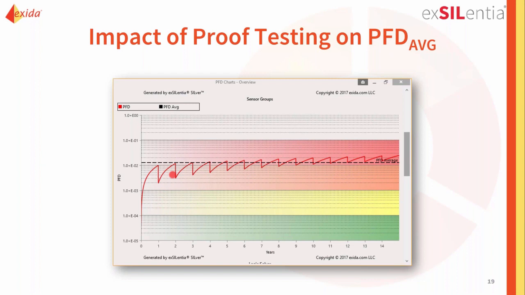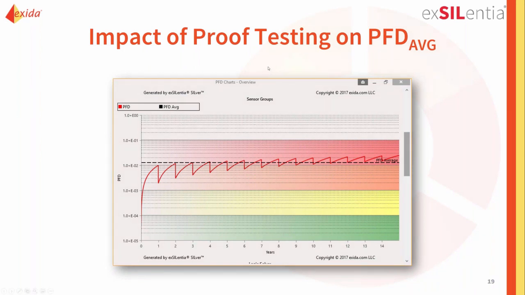In functional safety, the probability of failure in low demand applications could behave like this sawtooth. So instead of looking at the maximum or the minimum, well, this would be the maximum, this would be the minimum, we're looking at the average. And obviously the average is then this dotted line, and that is the one that relates to a particular SIL level. So that's how proof testing impacts PFD average.